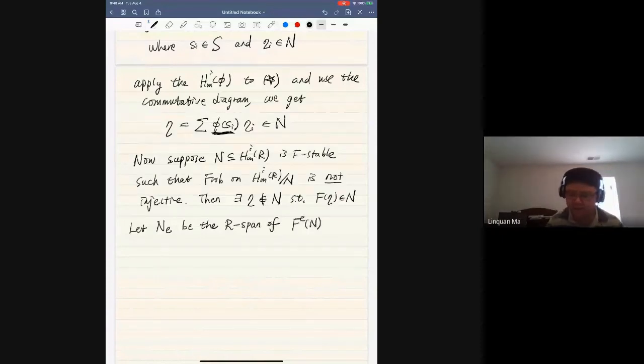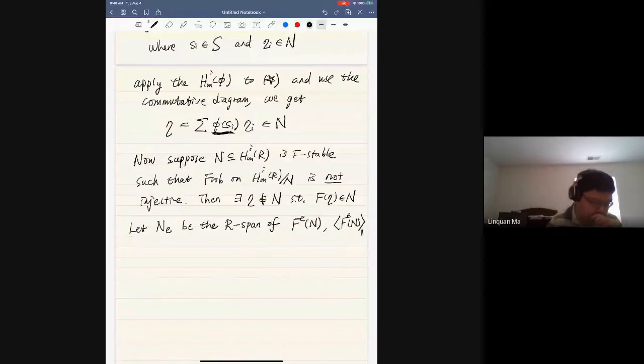Again, FE of capital N is the image of N under the eth iterate of the natural Frobenius action. So this itself is not necessarily an R module, but I look at the R span. If you like this notation, I should write R times FE of N. So I really mean this.